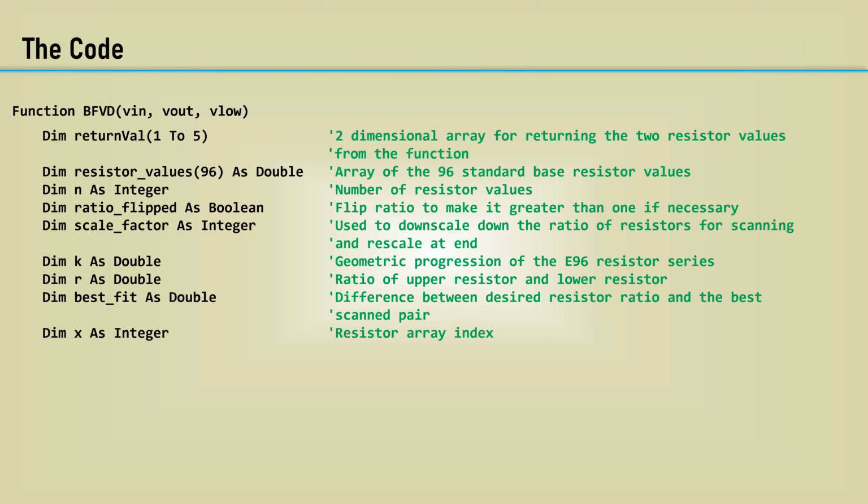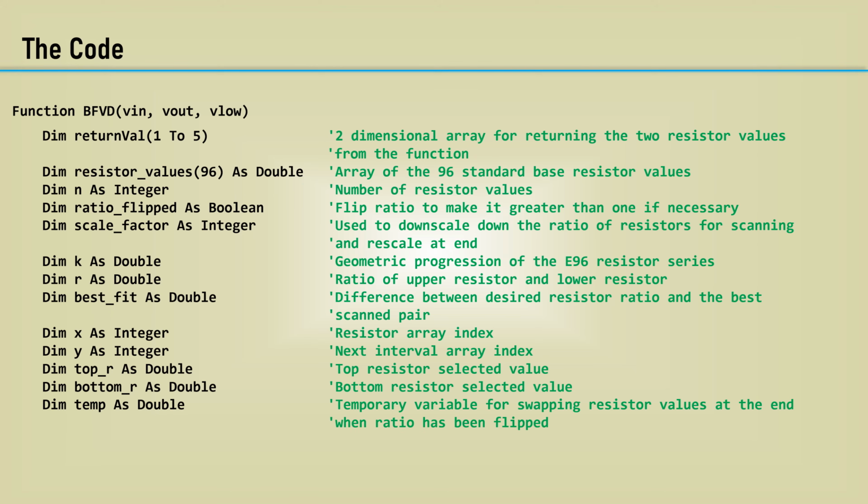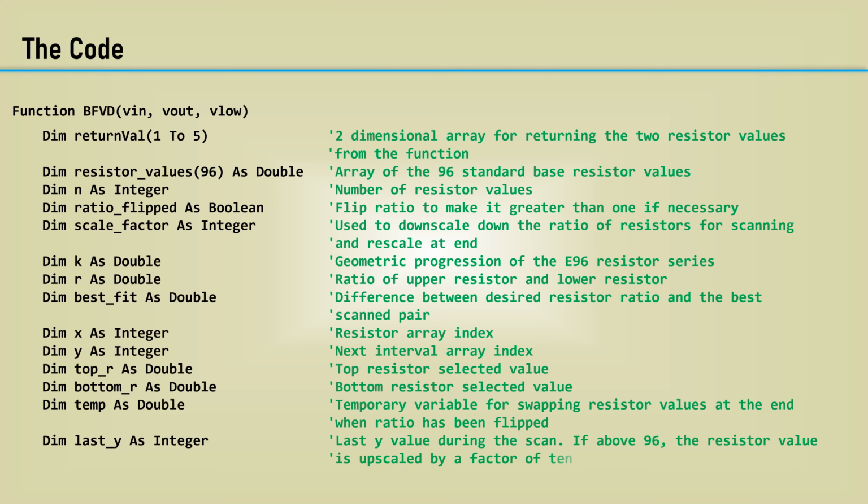X is an integer for the index of the array of 96 standard values. Y is the index of the upper pointer that is offset by the calculated number of intervals apart from X. Top R is the selected resistor value for the top resistor, and bottom R is for the bottom. Both are doubles. Temp is a double that's used to temporarily store a resistor value to allow it to be swapped with the other. Last Y is an integer that stores the last Y value that was best. If it's above 96, we will multiply the upper resistor's value by 10.